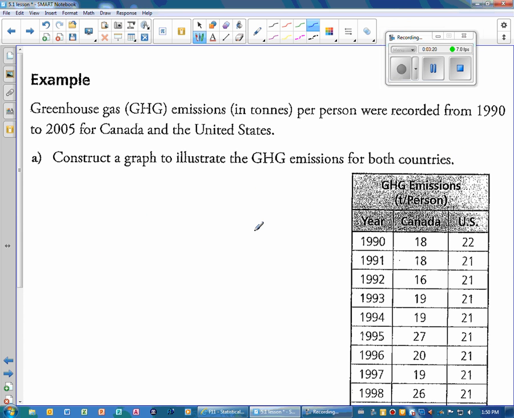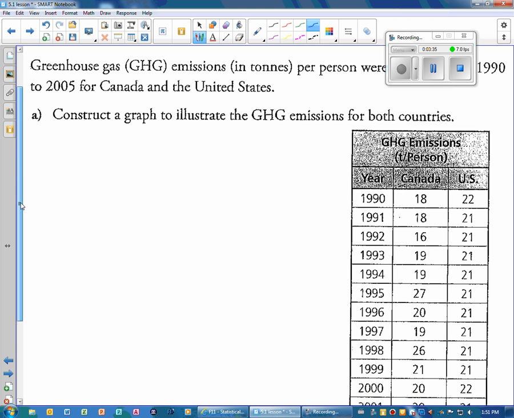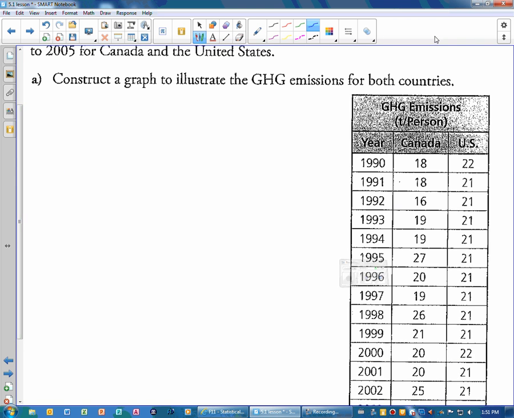All right, so then the first example in your notes here says that greenhouse gas emissions per person were recorded from 1990 to 2005 for Canada and the US. And A asks you to construct a graph to illustrate the greenhouse gas emissions for both countries. So this table is showing you here that in 1990, Canada had 18 tons per person and the US had 22. In 1991, Canada still had 18, the US dropped to 21, etc.